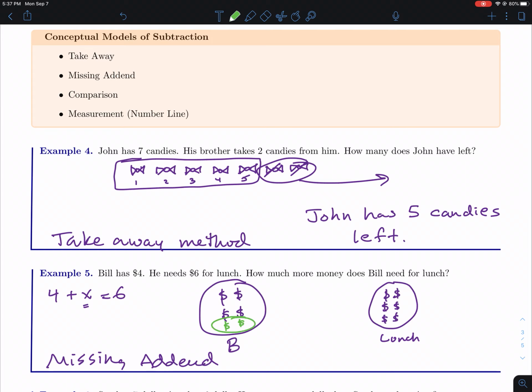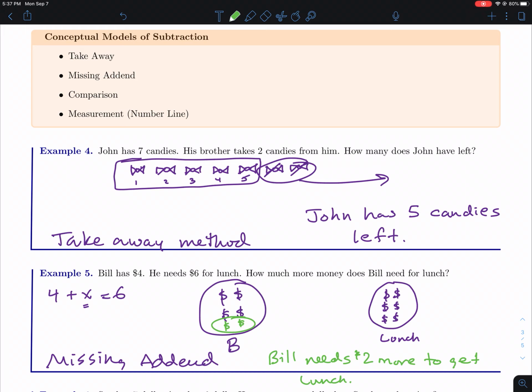So in this case, it looks like Bill needs 2 more dollars to be able to afford lunch. And notice I used different colors so I could distinguish what he had from what he needed. So in this case, Bill needs 2 more dollars to get lunch.